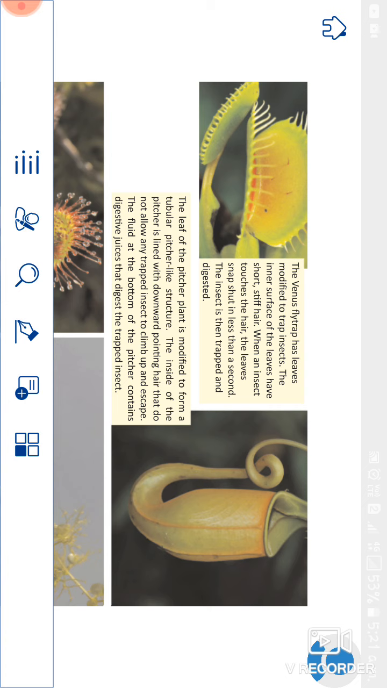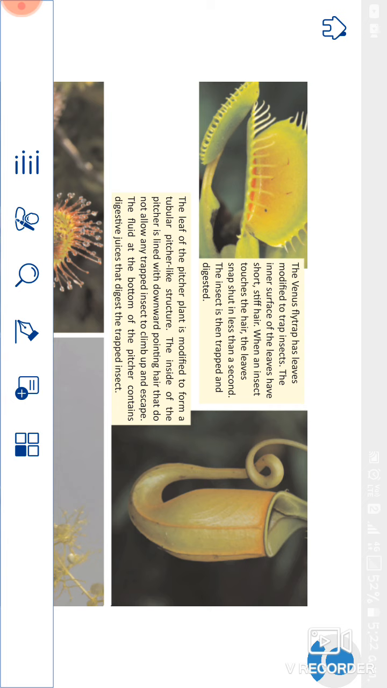Okay, next to the right, you can see the pitcher plant. The pitcher plant has a pitfall trap where the insect falls into a pitcher or vase-like modified leaf. The inside of the pitcher is lined with downward pointing hair that does not allow any trapped insect to climb up and escape. Understand that?